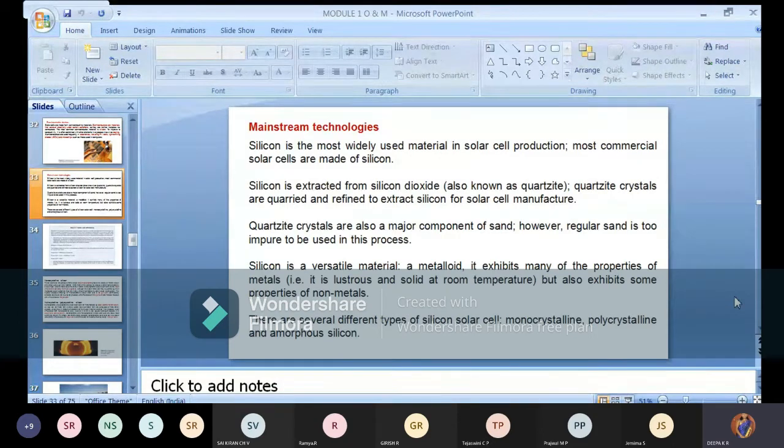Then what are the different types of silicon solar cells that are available and that we are using in our application? We have a number of types you can see here. First is monocrystalline, polycrystalline, and amorphous silicon. Mono, as the name says, means single. Poly means a number. Amorphous, of course, is a technology of how we are utilizing it.